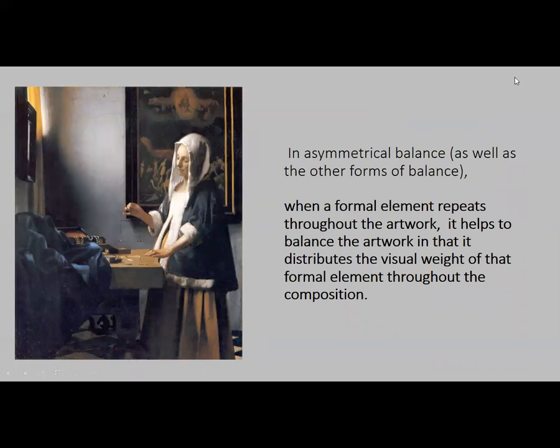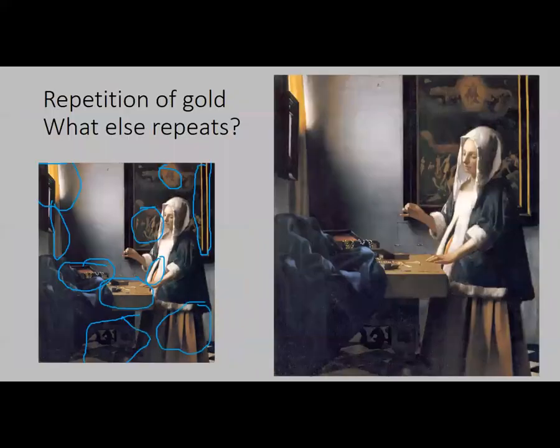Like in all types of balance, you want that to happen. But in asymmetrical balance, you really need to prove that it's happening more so. So gold repeats in this image. It's golds or yellow golds. It's in the highlights of her skin. It's on her stomach. It's in her skirt. It's on the table. There's a little bit of dark gold shades under the table. It's in the curtain. It's in the highlights on the wall. So that yellowish gold, which can be tints, tones, and shades, repeats throughout the whole image.